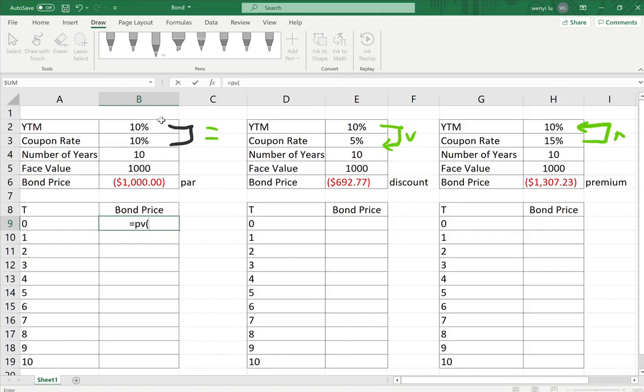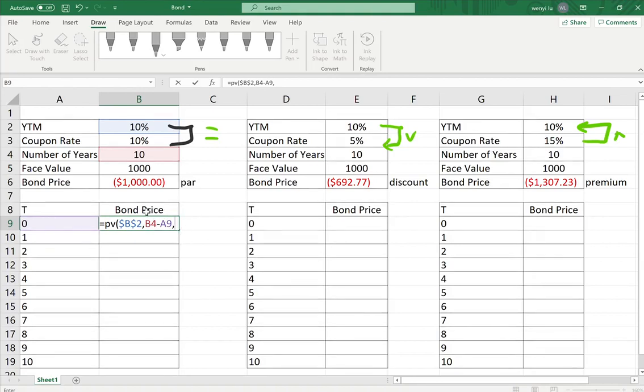So PV, the rate will be the yield to maturity. We will put a dollar sign because we want to solve the price of the bond at different times. For this whole column, we anchor the same discount rate. The number of periods will be 10 minus t. Be careful, this is different from the previous calculations. Now it's time 0, so 10 minus 0, you have 10 periods left for this contract.